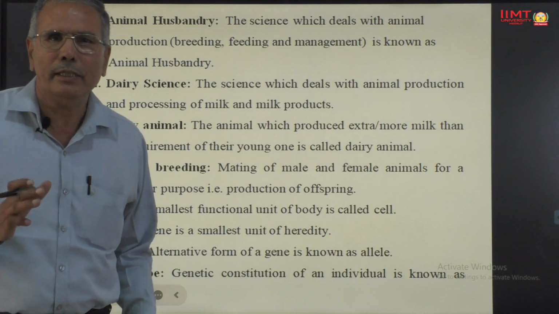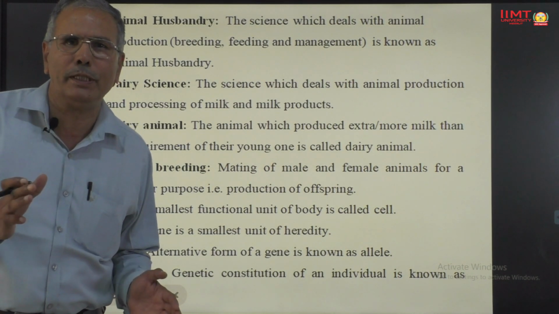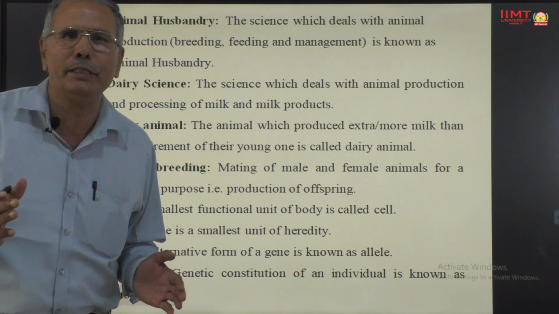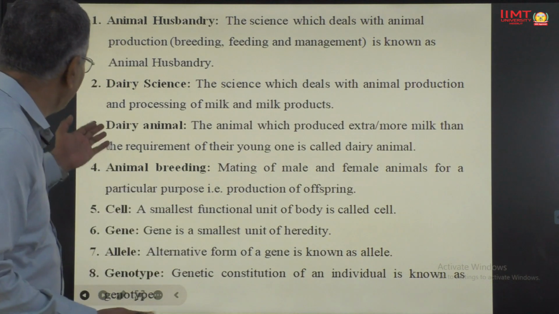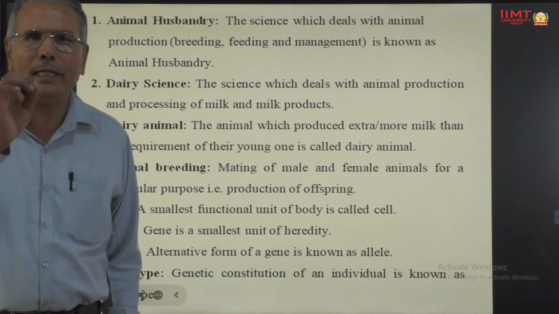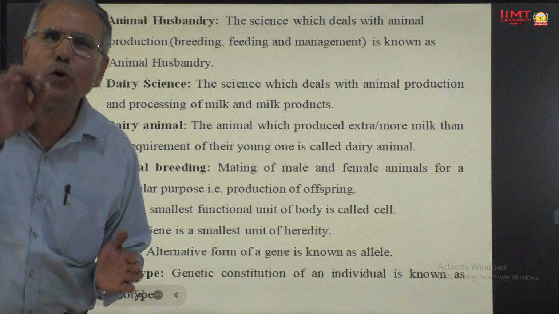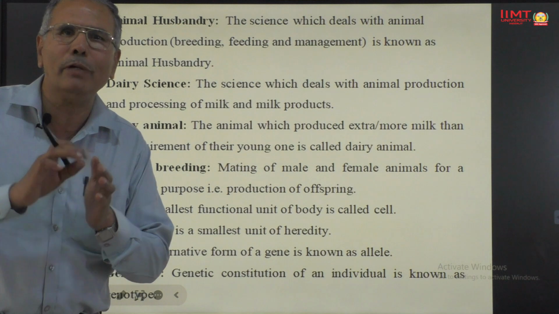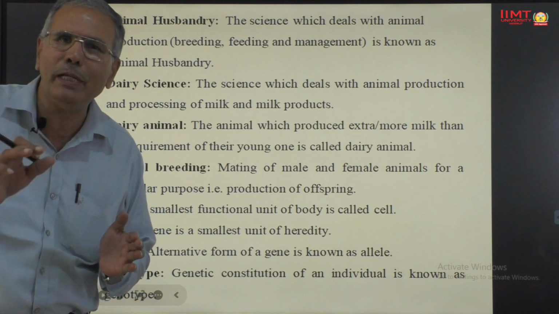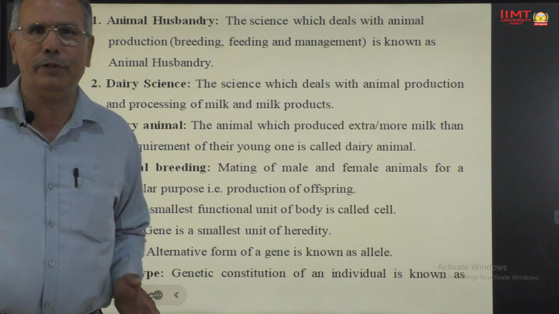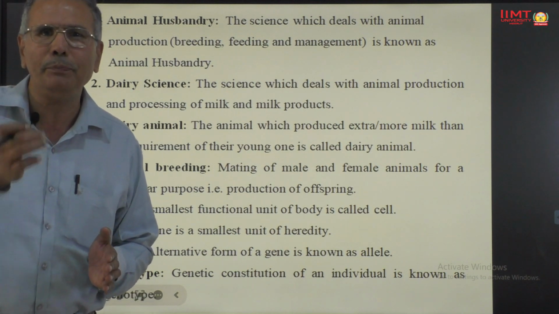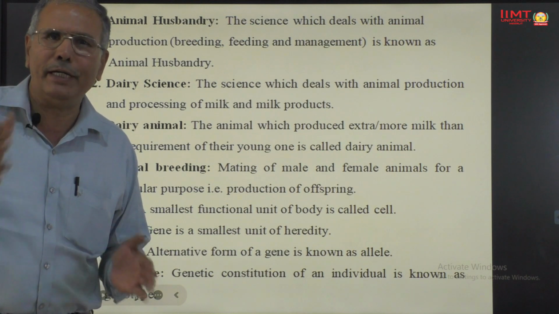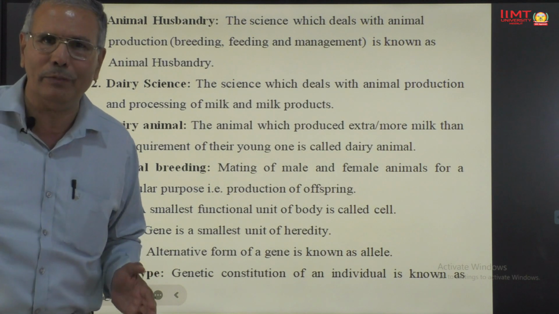The science which deals with animal production and processing of milk and milk products is known as dairy science. What is dairy animal? The animal which produced more milk than the requirement of their young one, or the animal which produced extra milk than the requirement of their young one is known as dairy animal. For example, cattle, buffalo, sheep and goat are considered as dairy animal.